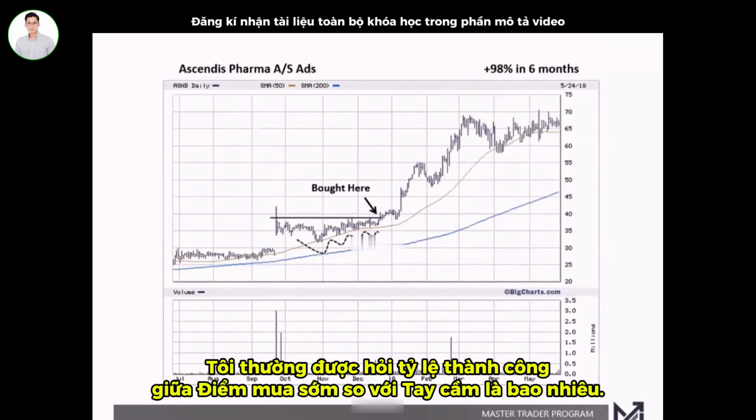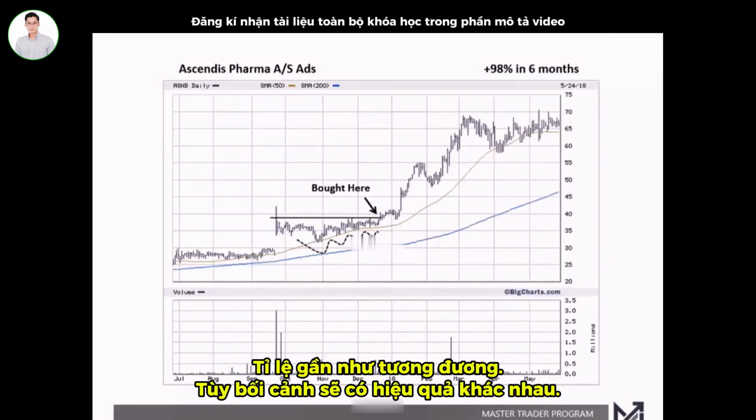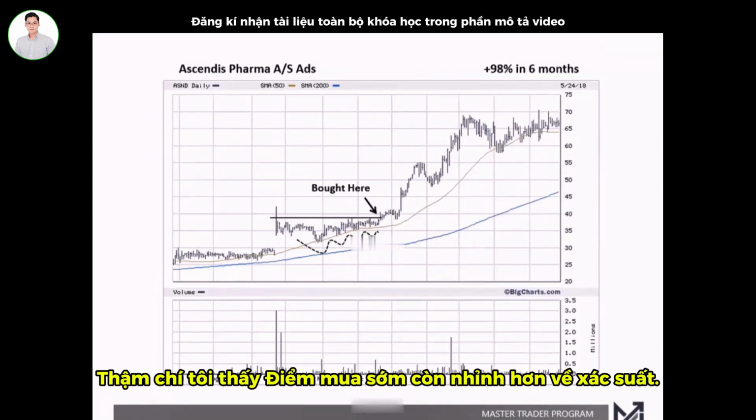I get a question all the time, what's the percentage of success from the cheat versus the handle? They're about the same. It depends on the market environment. Some markets, you do better from the cheats than the handles, but they're about the same. In my experience, I found that the cheat is actually even a little bit higher probability.